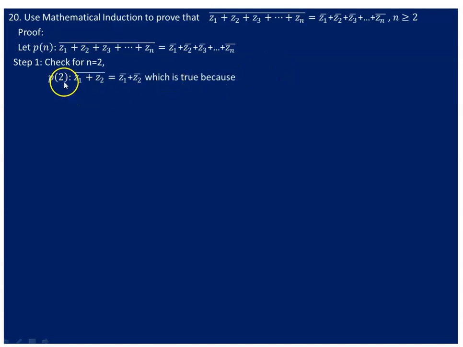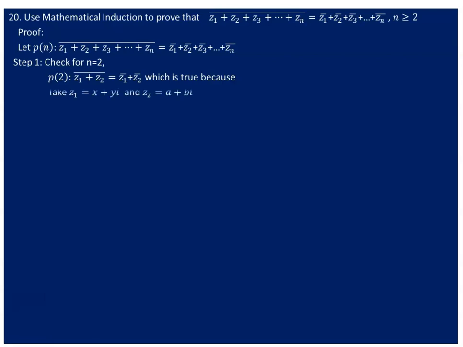So P of 2 comes from putting 2 in place of n. P of 2 makes z1 plus z2. We are considering 2 complex numbers. The conjugate of z1 plus z2 is equal to, what about here, z1 conjugate plus z2 conjugate. So we need to show that these two are equivalent. If these two are equivalent, then step 1 is satisfied. Before we continue to the next steps, let's make sure that these two are equivalent. Actually, yes, it is true. These two are equivalent, and this can be verified by the following approach.